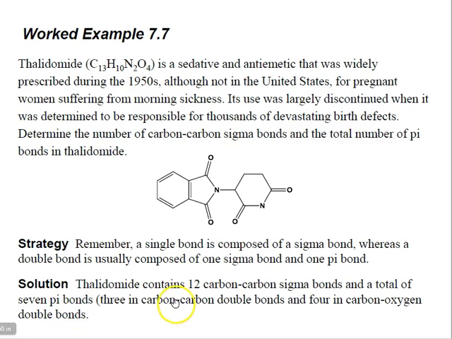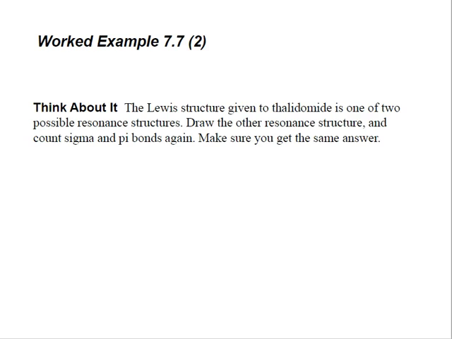And then you have 7 pi bonds, so that would be where our double bonds are. 1, 2, 3. Then we have 4, 5, 6, 7. So pretty easy to do. Just count out where the single bonds are and where the double bonds are. One thing that you can think about is the Lewis structure given for thalidomide is one of 2 possible resonance structures. You can move those double bonds around in the structure to draw the other resonance structure. And your sigma and pi bonds should be the same. So you can do that if you want to.